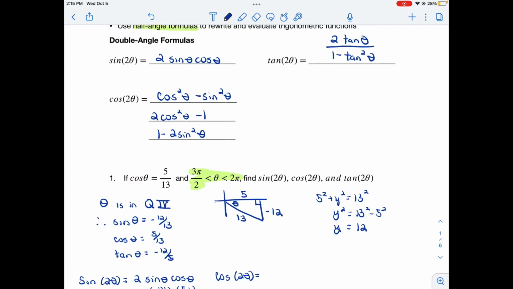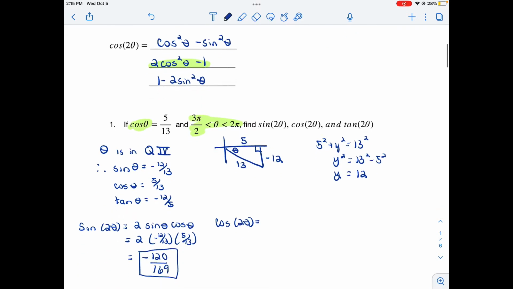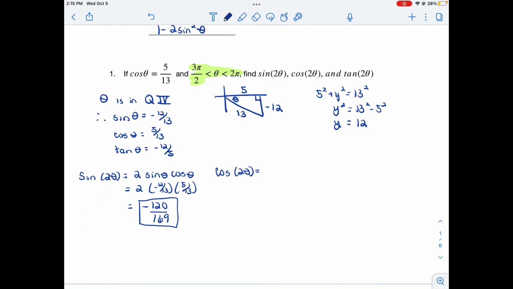So I'm going to repeat that for cosine. Now, I have 3 choices of the cosine formula to use. Notice I was given the cosine, so I'm going to use the formula that only involves cosine, just in case I made a mistake when I figured out my sine measurement. It's the safest one to do, so I'm protecting myself a little bit. So I'm going to use the formula 2 cosine squared theta minus 1. And then I'm going to replace that cosine theta with 5 over 13, and I'm going to square that, minus 1. So 5 over 13 squared is 25 over 169, times 2, then minus 1 will give us negative 119 over 169.